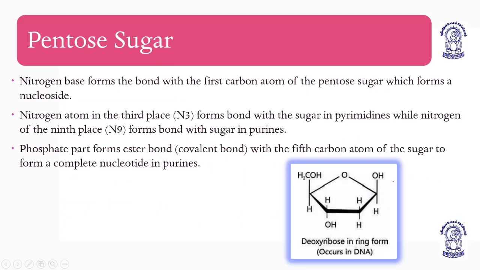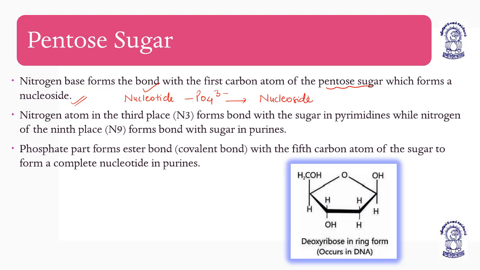Understood? Nitrogen bases form the bond with the first carbon atom of the pentose sugar. The pentose sugar is a 5 carbon sugar, and on the first carbon the nitrogen base is present, which forms a nucleoside. So nucleotide minus phosphate group is equivalent to nucleoside.